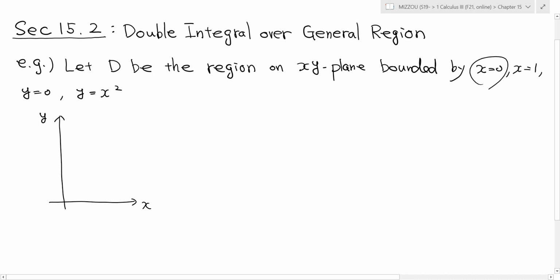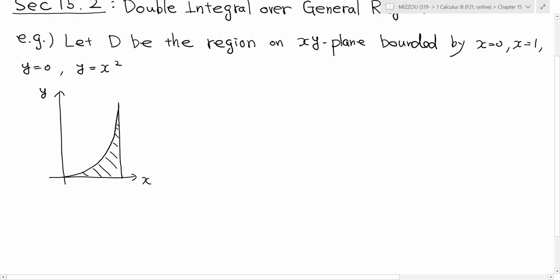So x is equal to 0 is the y-axis, x is equal to 1 is a vertical line like this, and y is equal to 0 is the x-axis, and y is equal to x squared is the parabola, which looks like this. And then D is the region bounded by those, so that means this portion, this part. This is our D. And this curve is y is equal to x squared.